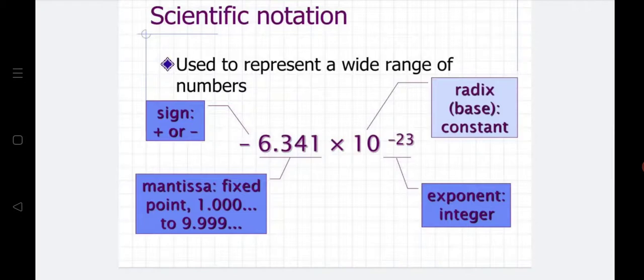And the values will be 1.00 to 9.999. Next, if you see here, the 10 is nothing but your base or radix or constant. Why? Because we are using 10 here, it is a decimal representation.